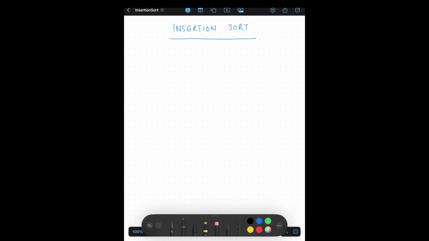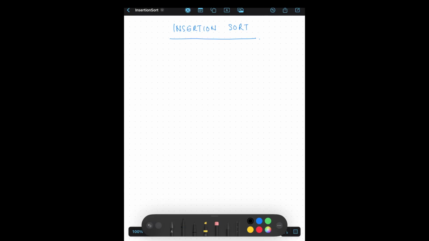So when you pick the first card, you have one card which is sorted. When you pick the second card and place it, then you have two cards which are sorted. In the third iteration, you pick another card and place it so that all these three cards are sorted. This means that at every ith iteration, you have i cards which are sorted.